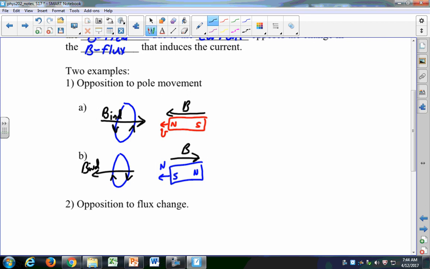Now, copper is not magnetic, so this isn't a magnetic field that's generated by some natural magnet, some permanent magnet. Instead, what's going to happen is as this magnet travels through the pipe, it will induce a current in the pipe that will generate a magnetic field that opposes the direction of the motion.